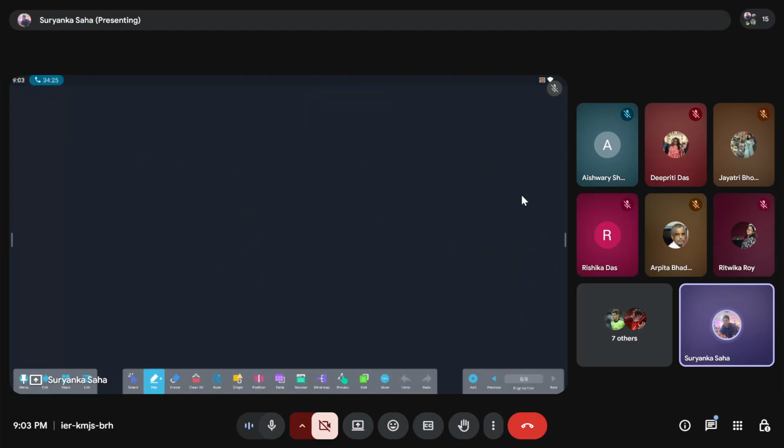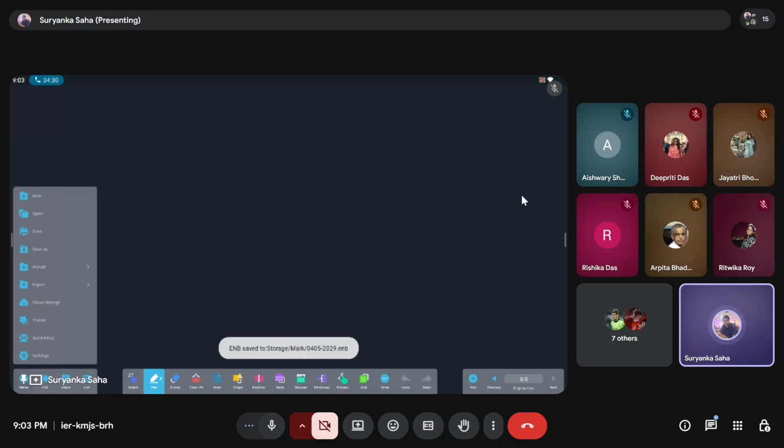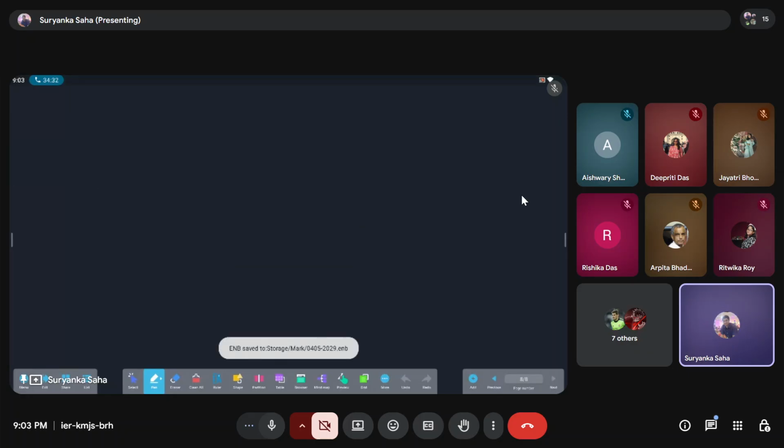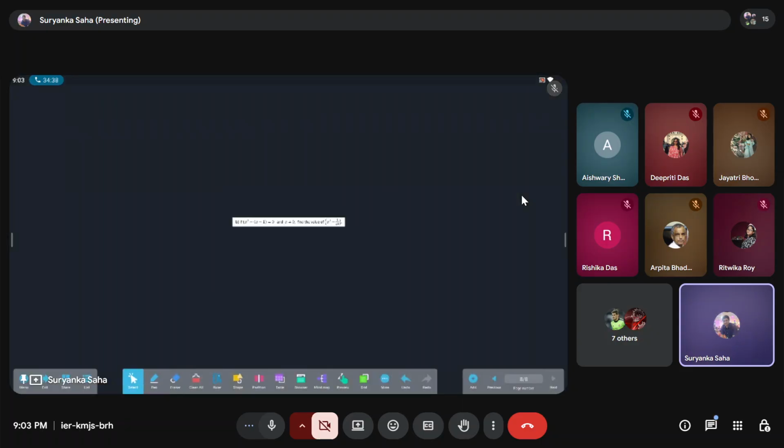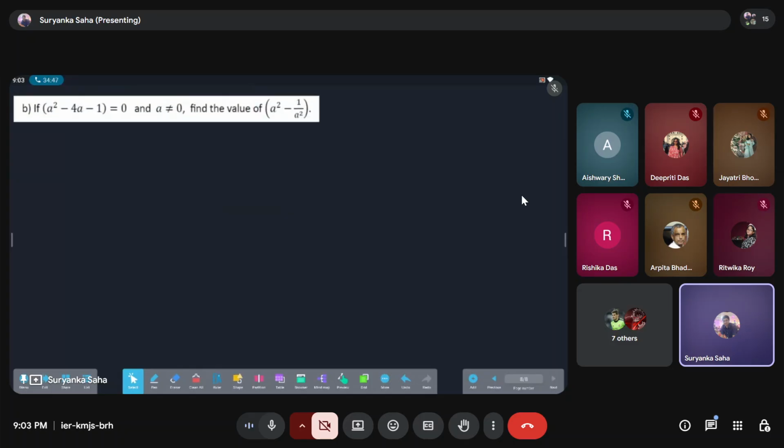We will go on to 2b. Chalo, let me save the file, let me import 2b. 2b, I found it. 2b is very easy. Okay.